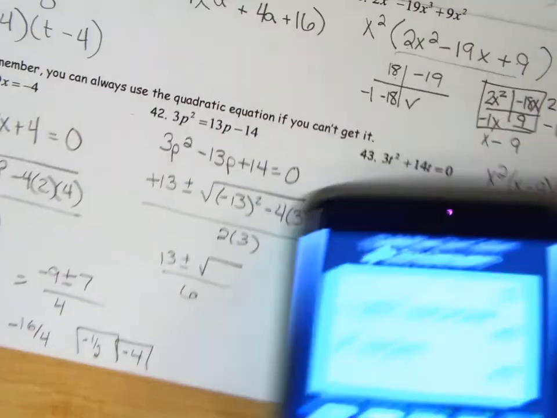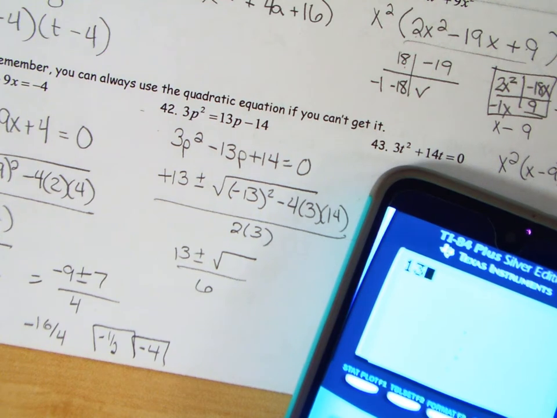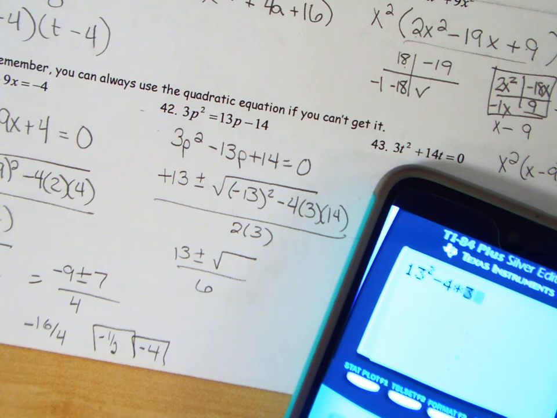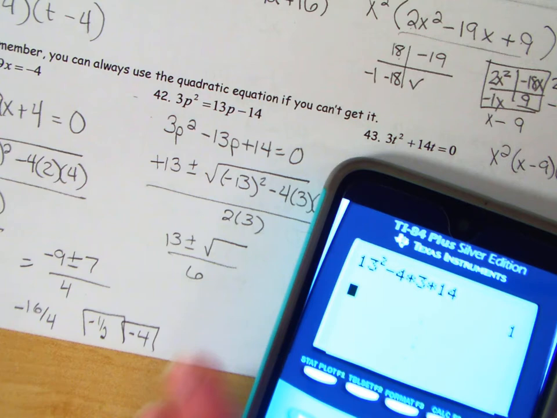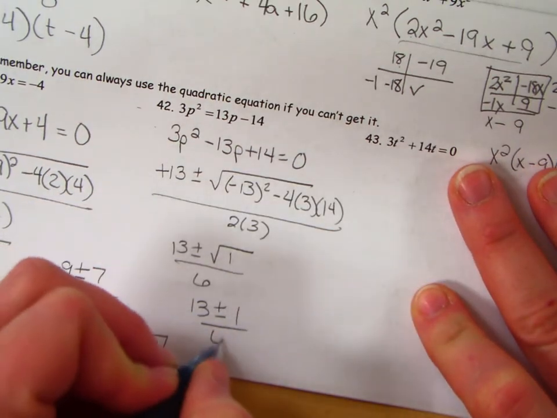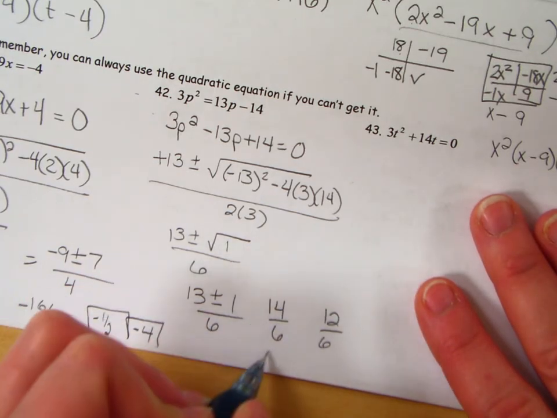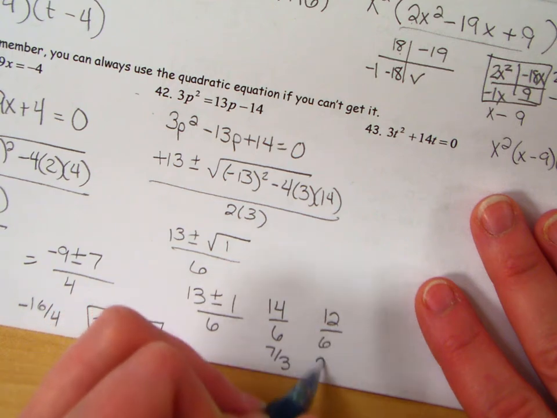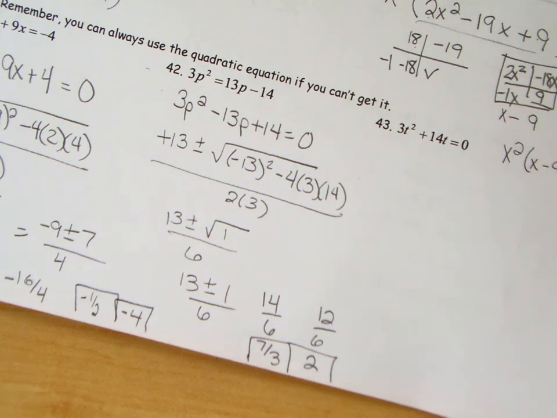let's find out. You can put that in parentheses or just make it positive like I did. Yay, square root of 1. So it's 13 plus or minus 1 over 6. So 13 plus 1 is 14 over 6. 13 minus 1 is 12 over 6. Final answer of 7 over 3 and 2. Always reduce. If you don't reduce on the final, you will get half credit. It just stinks.